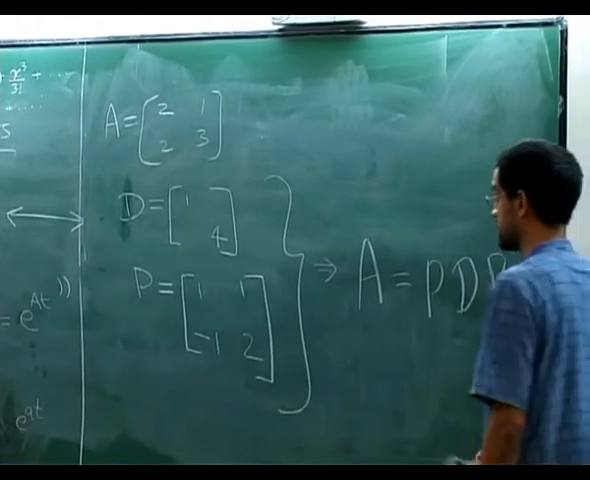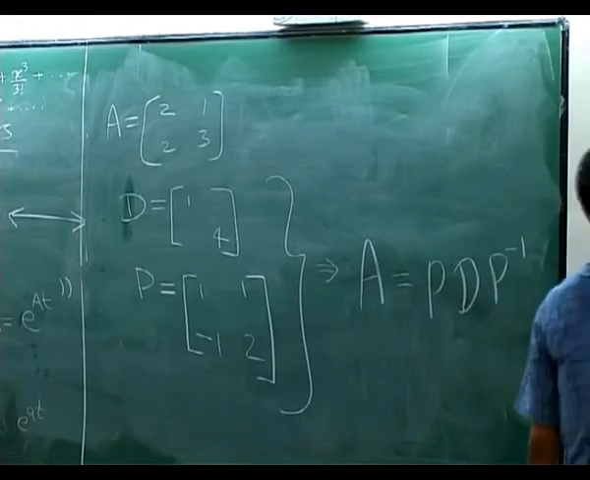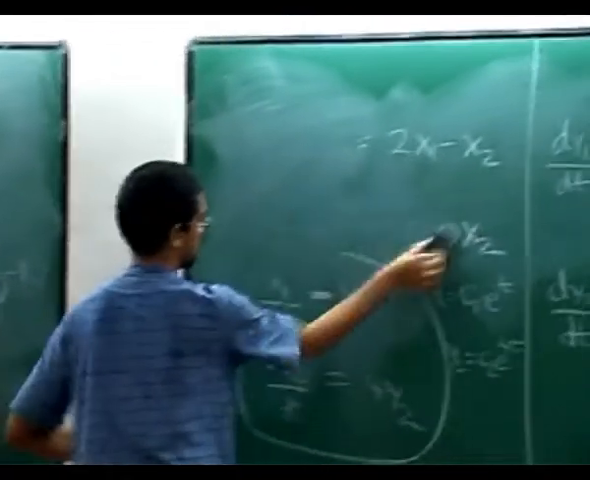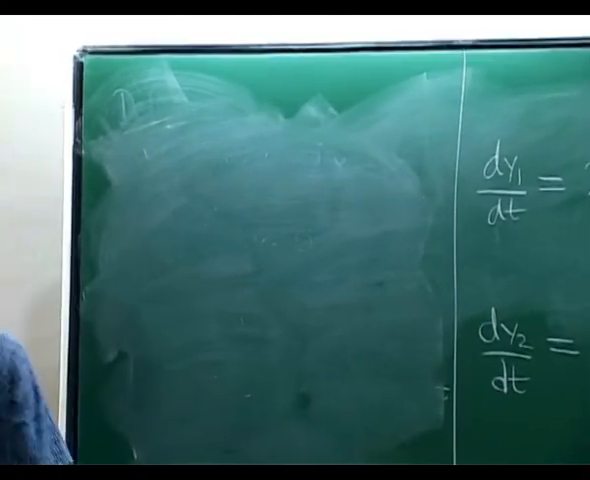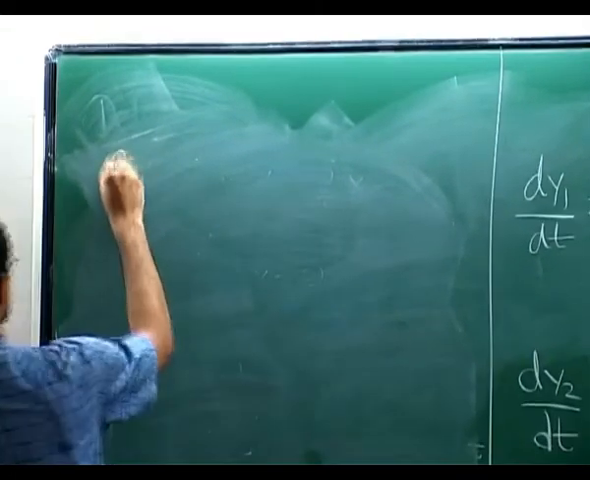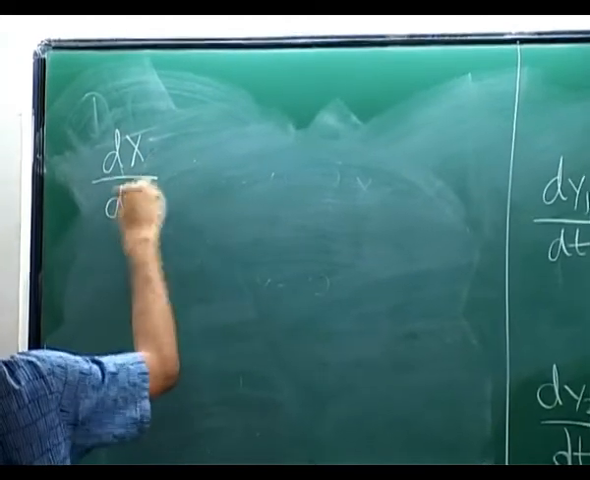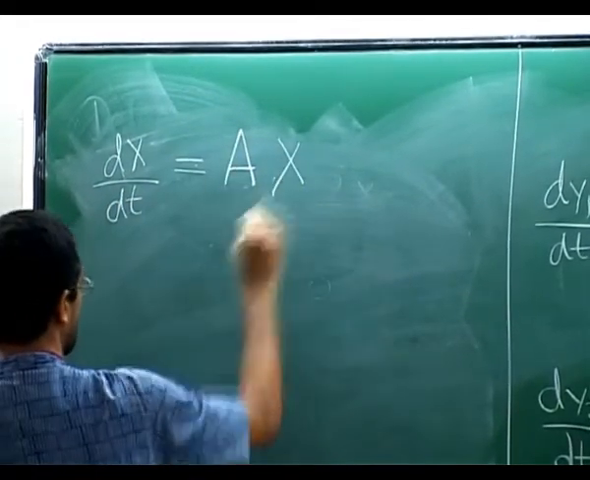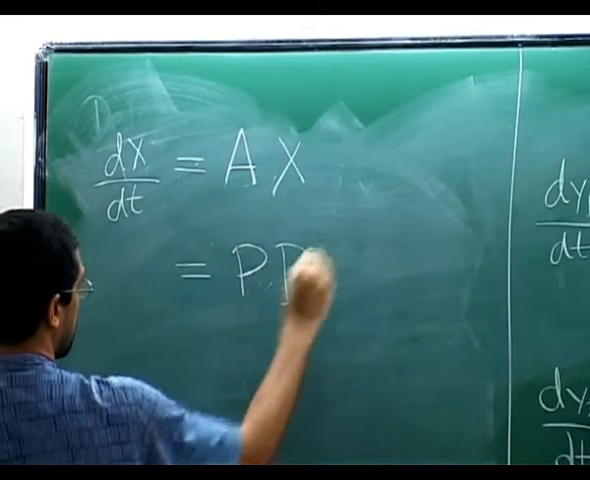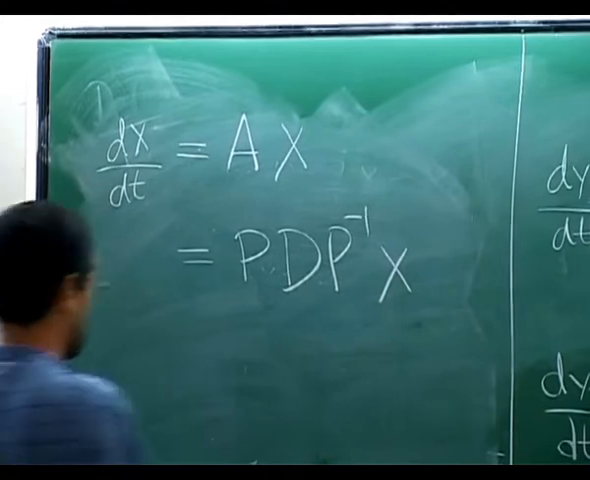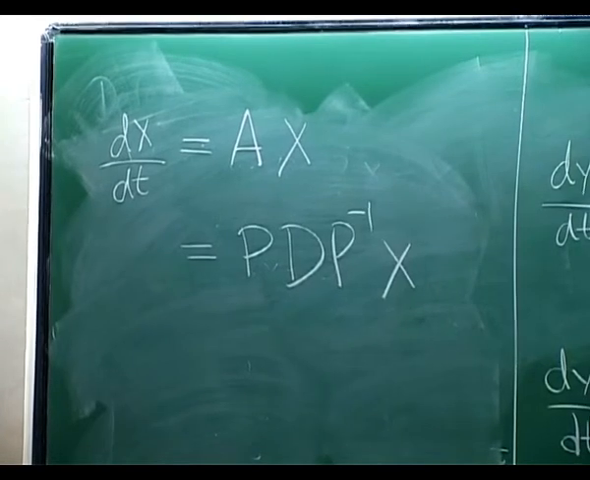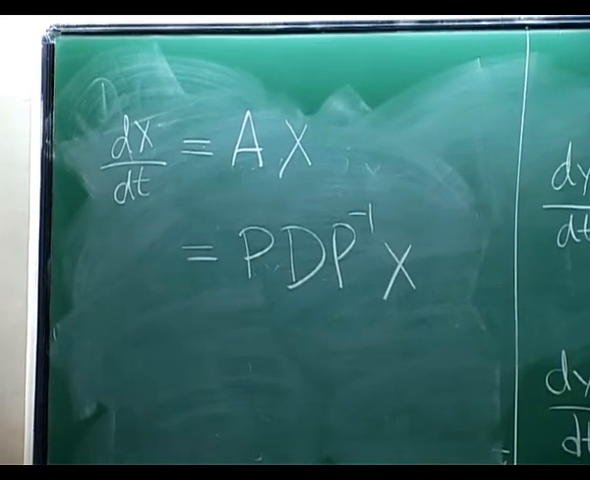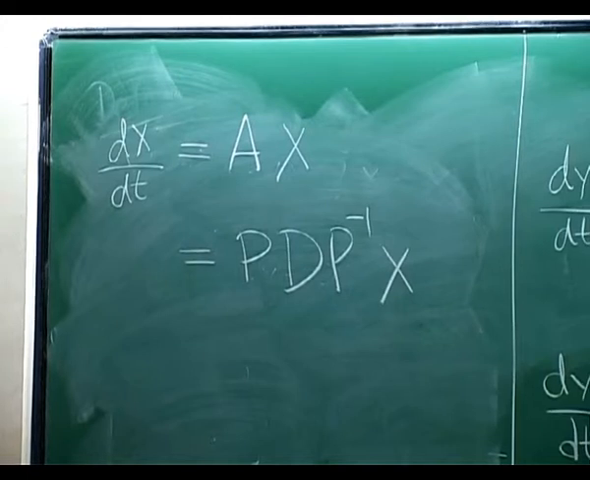Okay, fine. So I have this. Now, why does something like this help me to solve my system of equations? So let's go back and write our system of equations. It looked like dX/dt is A times X, but A I am going to write in this more convenient decomposition, PDP inverse. Now what do we have? dX/dt is P times D P inverse X.